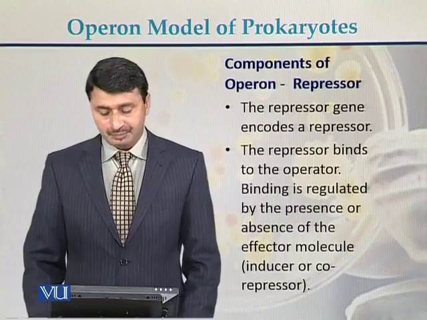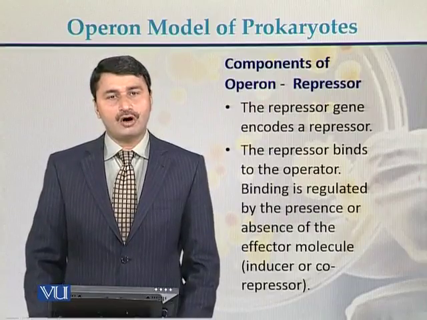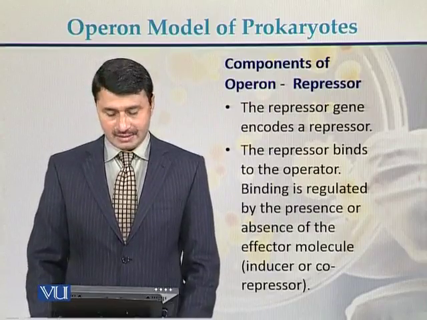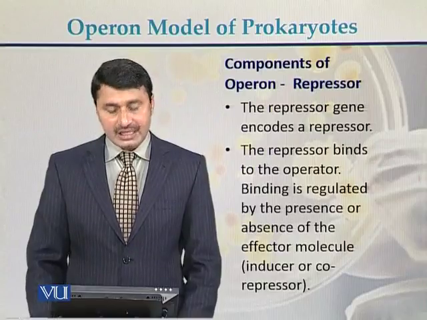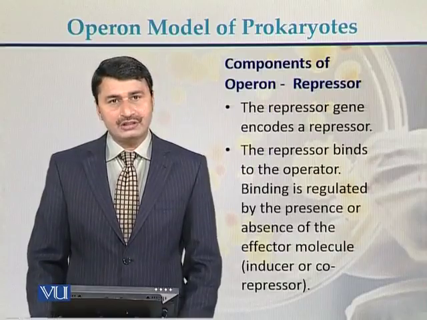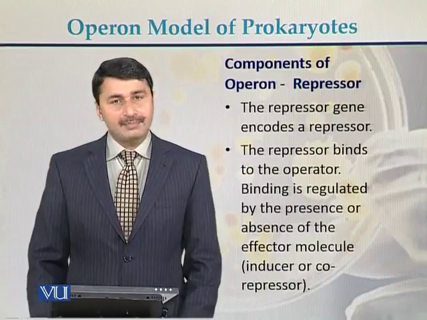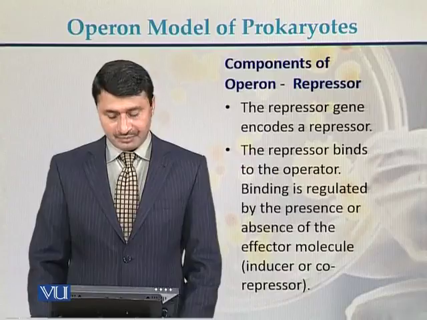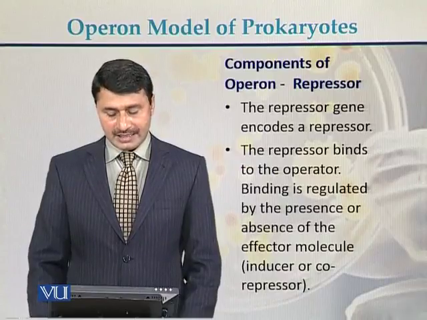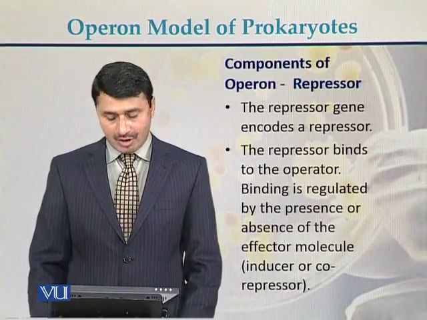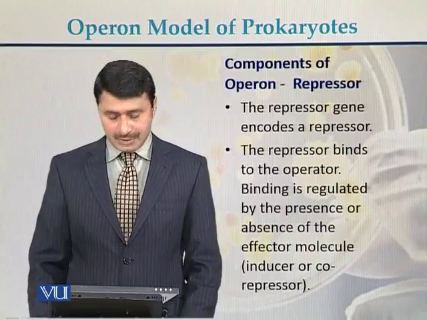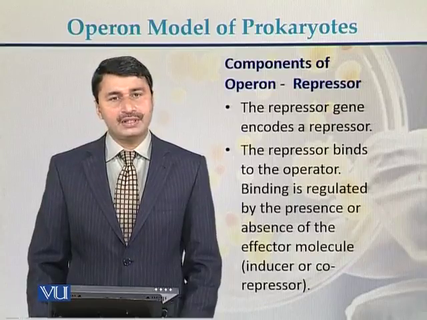Components of the operon. There are three components of the operon. The first one is the repressor. The repressor gene encodes a repressor protein, which can also be called a regulatory protein. The repressor binds to the operator. Binding is regulated by the presence or absence of effector molecules, which can be an inducer or a repressor.